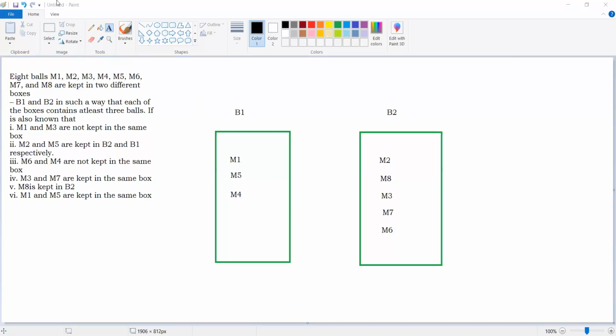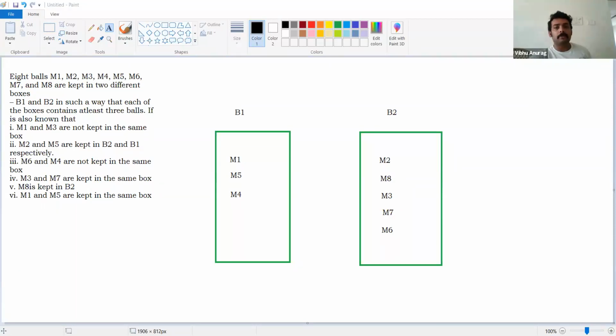Everybody got that answer? M1, M5, M4, option C. Because M6 and M4 are not kept in the same box. And in this question, they are telling us that M6 and M3 are kept in the same box. So M3 is in B2. So M6 will also be in B2, which means M4 will go in B1. So that is how. Got it?